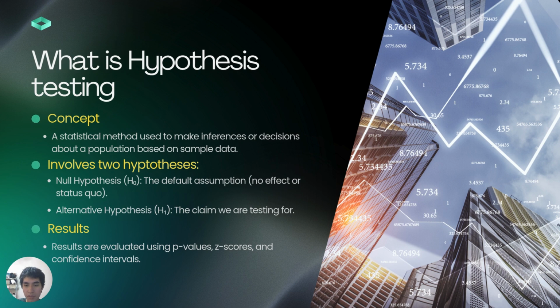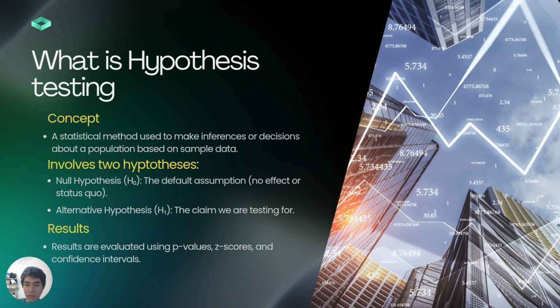Hypothesis testing is one of the core ideas in statistics. It allows us to take sample data and make a decision about a larger population. At the heart of hypothesis testing are two statements: the null hypothesis, which assumes there's no effect or no difference, and the alternative hypothesis, which claims there is a statistically significant effect or relationship. The process helps us determine which of these two is more likely to be true.